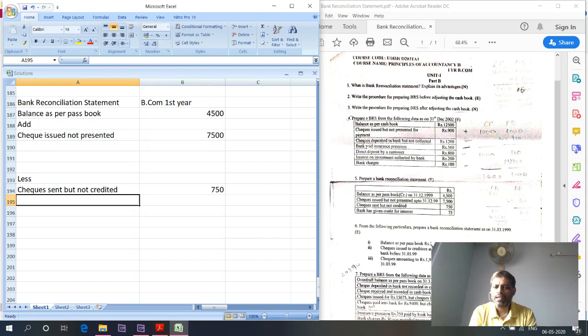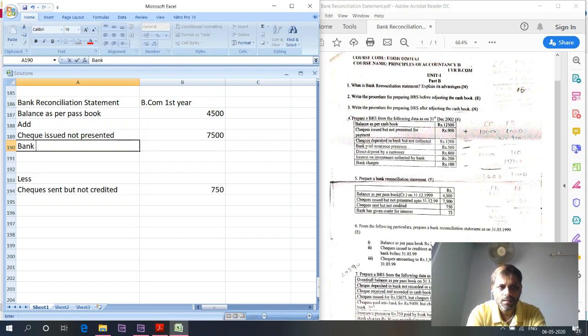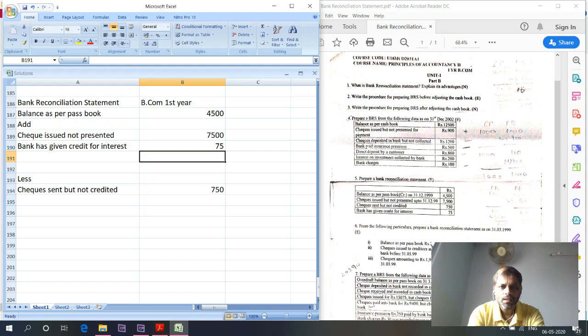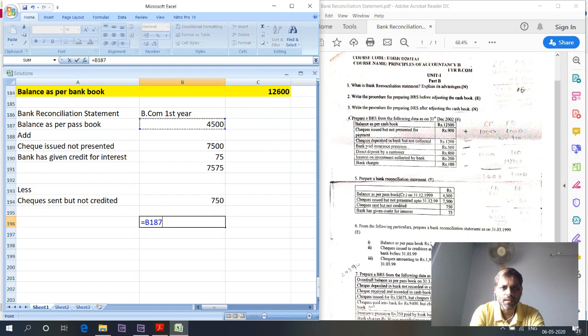The next one is bank has given credit for interest. There can be an interest income that has come because of the deposits that have been made. So the bank has increased the balance by giving credit to us, so we have to add. Bank has given credit for interest, 75 rupees. Now the total is 7,575.